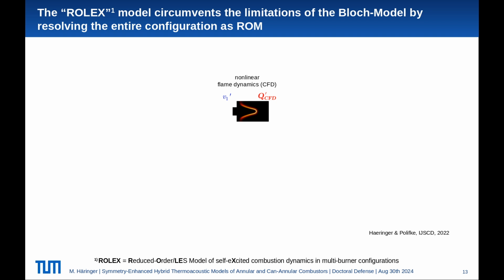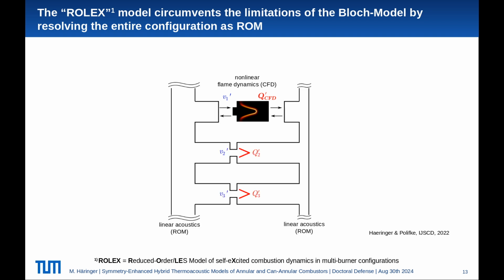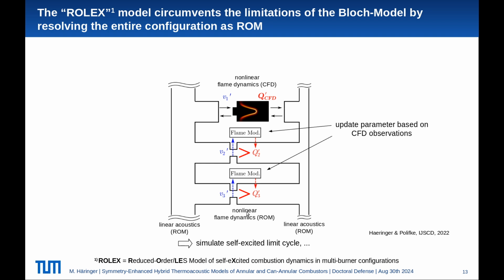Here we once again start from the reactive CFD simulation of one single flame, and we now connect it to a reduced order model of the full remaining system. Obviously this now includes other flames, and we have to model them somehow, and we again need a nonlinear flame model. So in principle, we are in the problem I showed in the beginning. But now in this model, we want to update the flame models based on the observations that we have in our single-sector CFD.